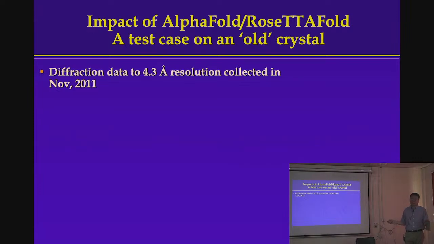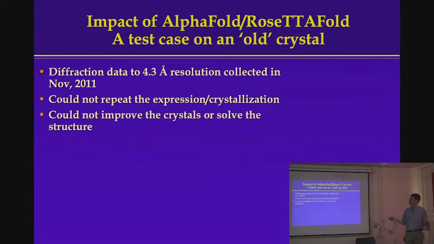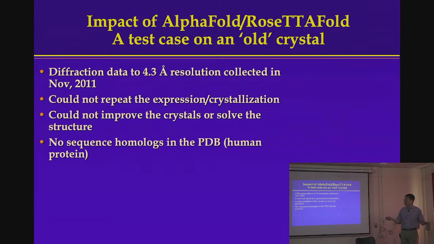We took quite a few. We tried all of them. The best we get is 4.3 angstroms. So we need to solve the structure. It's a human protein, very important protein. We'd like to get the structure of this. However, somehow, we could not repeat the expression. We cannot make the protein. It's expressed in E. coli. Somehow, we cannot reproduce that expression. And of course, without that, we cannot grow the crystal again. And without that, we cannot improve the crystal or solve the structure. And we cannot make selenomet because we cannot make the protein.